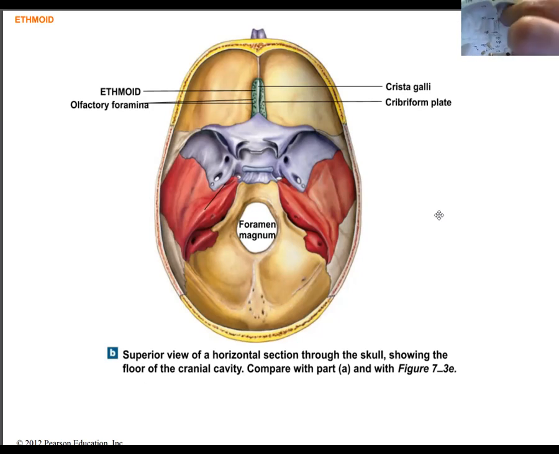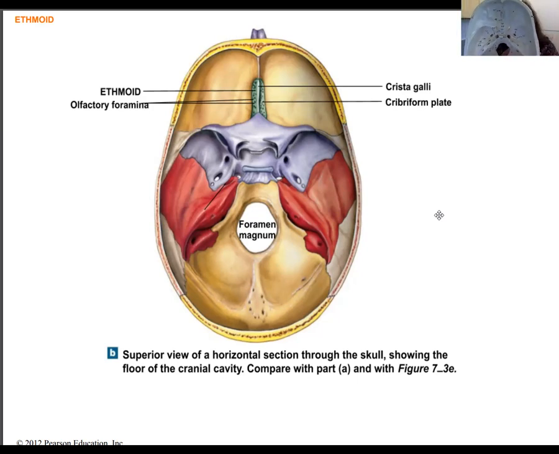So again, this entire bone right here is the ethmoid bone. This ridge in the middle of that ethmoid bone is called my crista galli. This plate right here with the holes in it is called my cribriform plate. And the holes in there are my olfactory foramina.